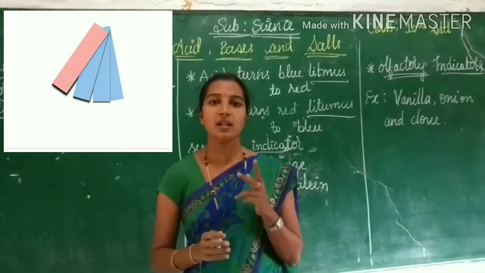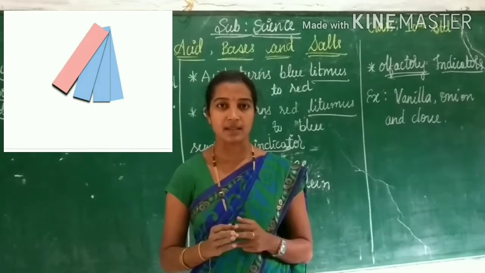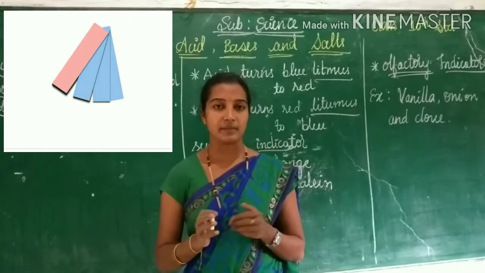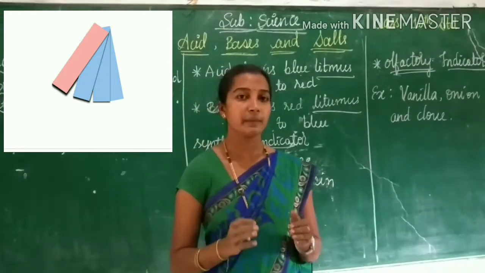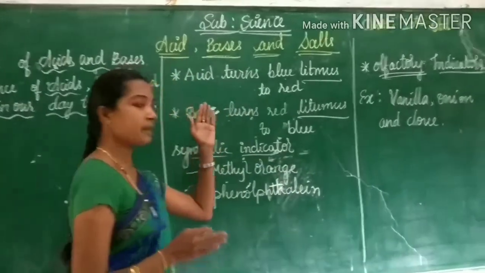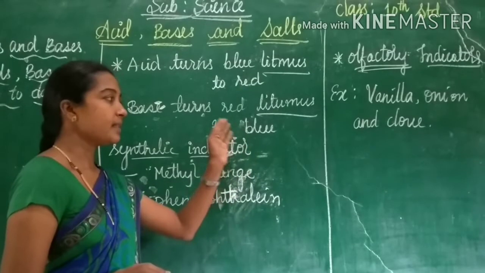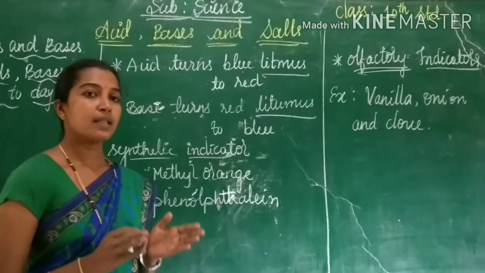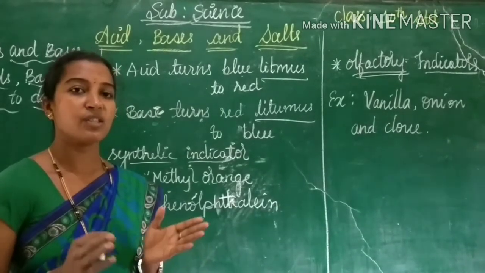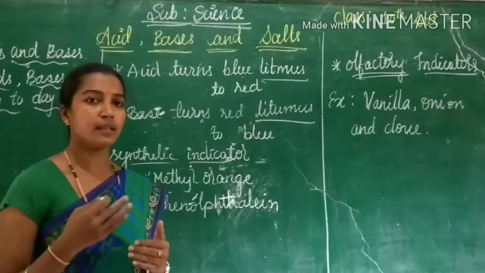Children, there are two types of litmus papers, blue litmus paper and red litmus paper. When we dip blue litmus paper in an acidic medium or acidic substance, it turns from blue to red. And when red litmus paper is dipped in a basic solution, it turns from red to blue. In this way, litmus paper is used to know the nature of a solution or a substance.